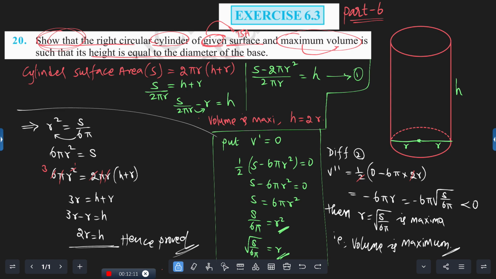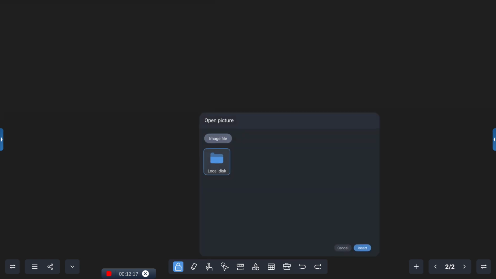Boy side, done up. Girl side. Okay. 21st question.